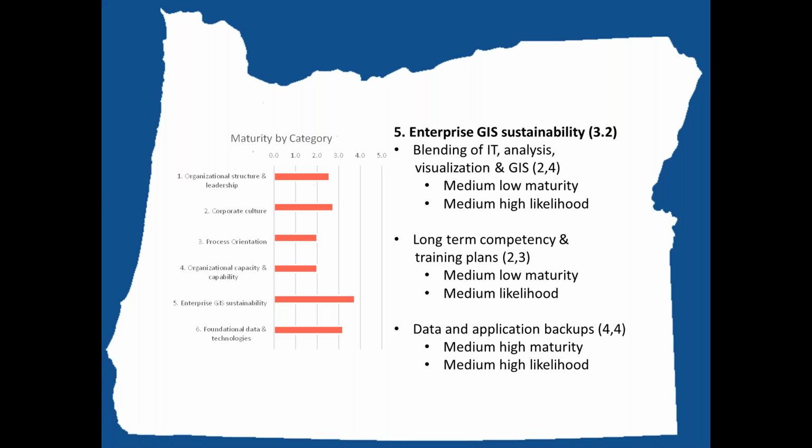Okay, so long-term competency and training plans. Again, this would be another thing that we could glean from an updated strategic business plan, and once we identify what our priority work areas are, so we went a little lower on the maturity level there. So that's an area to work on.